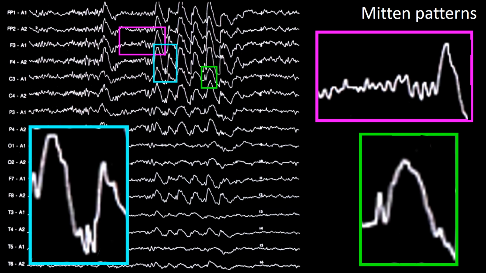Yet, huge N wave is a serious consideration, although the fact that it's not frontal will probably steer you away from making that diagnosis because, as you remember, huge N waves are usually frontal. The spike and wave complex in the green rectangle is more prominent in the central than in the frontal region, also leading you towards not being a frontal predominant seizure disorder.